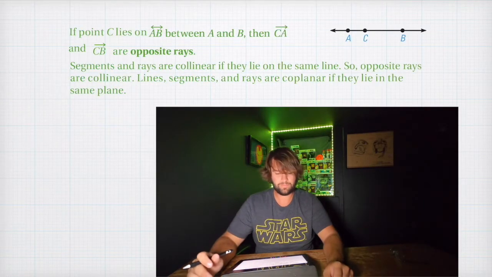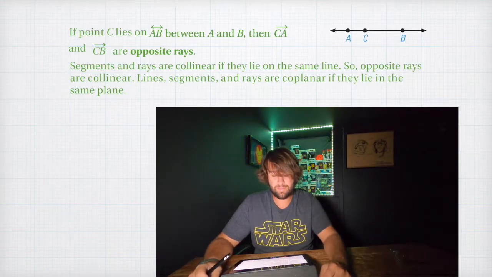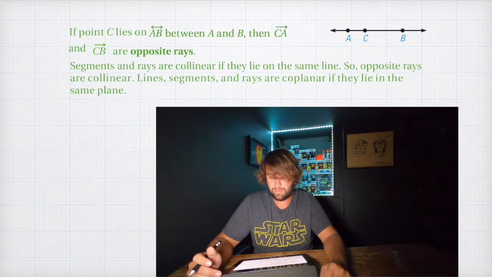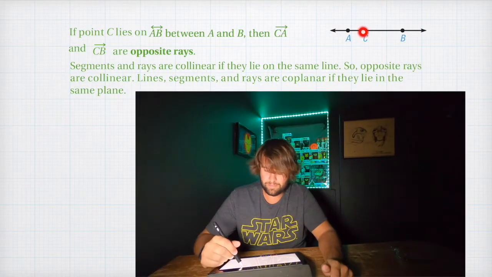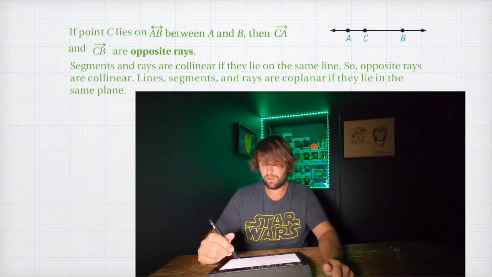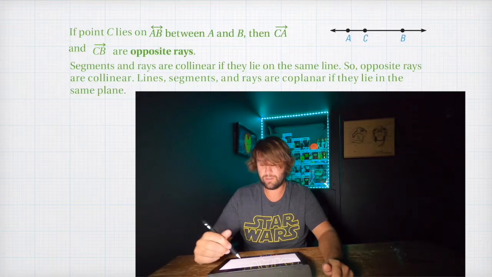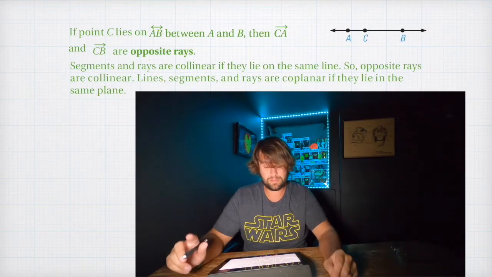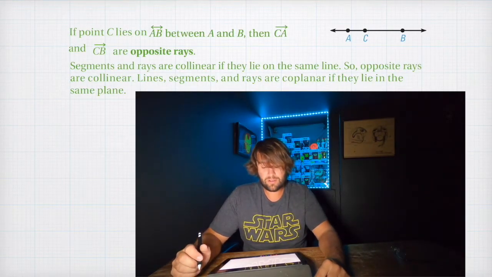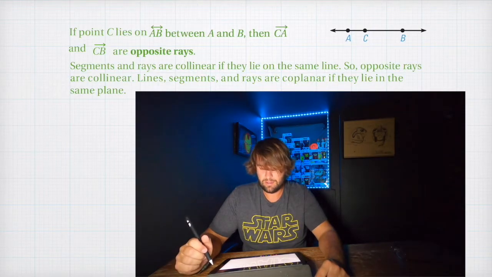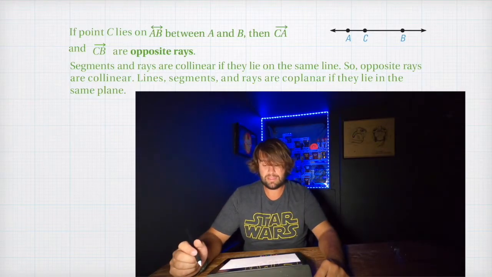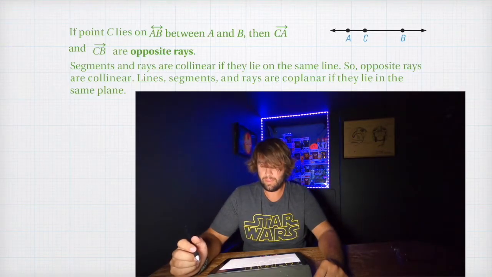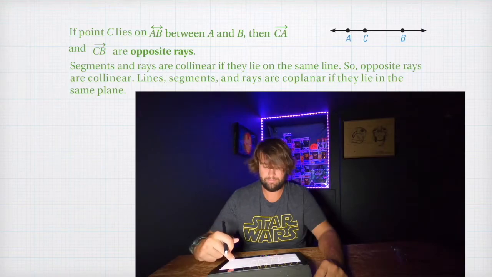Keep going. If point C lies on AB between A and B, then ray CA and CB are opposite rays. Both those rays start at C. CA goes this direction for eternity, and CB goes this direction, but they have the same starting point, so they are opposite rays. Segments and rays are collinear if they lie on the same line. So opposite rays are collinear. Line segments and rays are coplanar if they lie in the same plane.